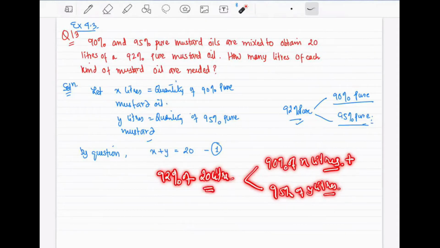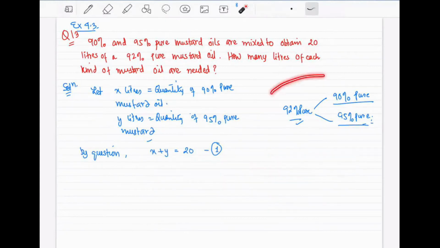20 liters. We are talking about the purity here, okay? Out of the x liters that we have taken, 90% is pure. Out of the y liters that we have taken, 95% is pure. In total, x and y, if we sum them up, how much did we obtain? We are able to obtain 20 liters, right? So of the 20 liters, the total purity percentage is 92.